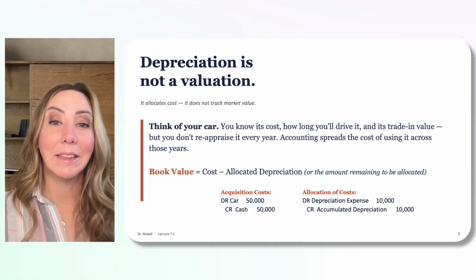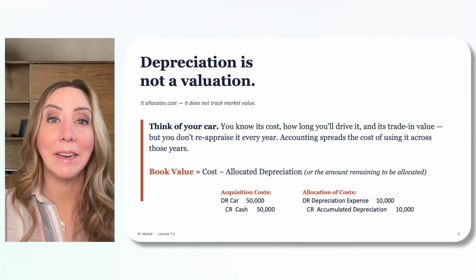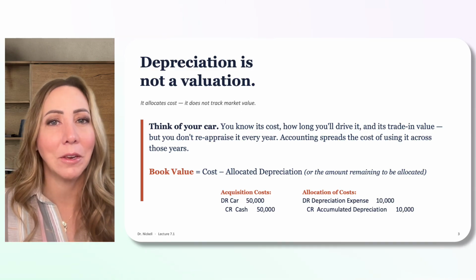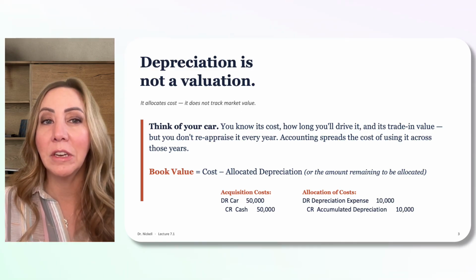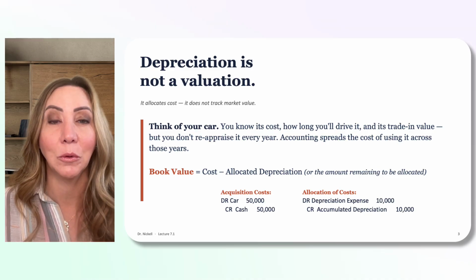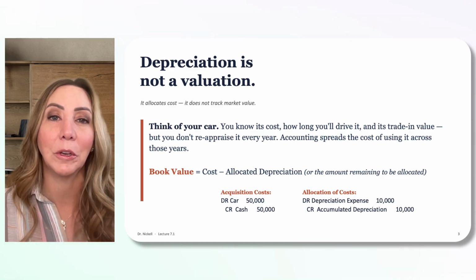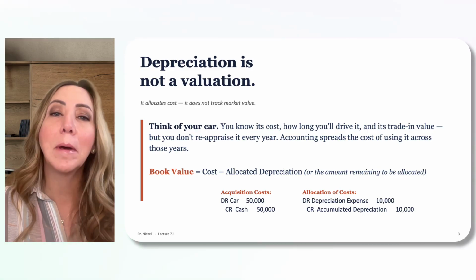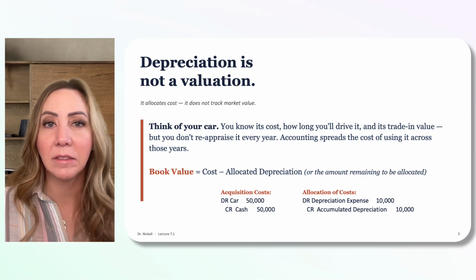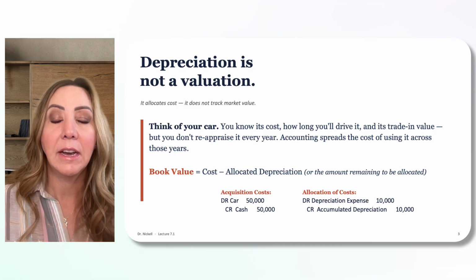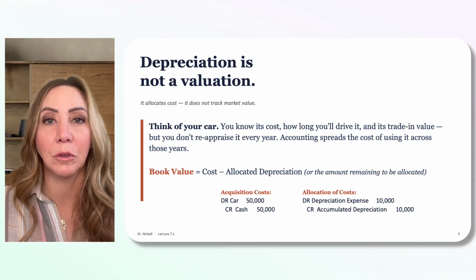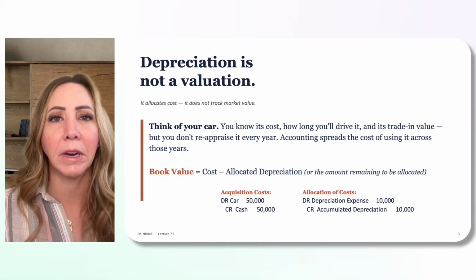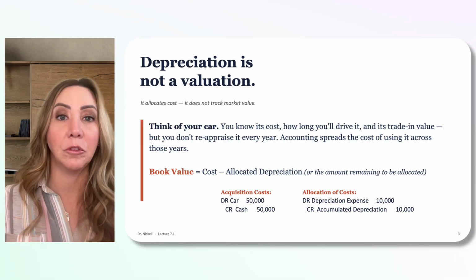Now, I mentioned that allocation doesn't have anything to do with a decline in value, and this is possibly the single biggest misconception that students have about depreciation. Depreciation is not an attempt to track the market value of your asset. It does not tell you what your truck is worth today. Think about a car you own or want to own. You paid some amount for it, that's your cost, and you expect to drive it for some number of years, that's its service life or useful life, and you figure you'll get some trade-in value at the end. That's what we call the residual value.